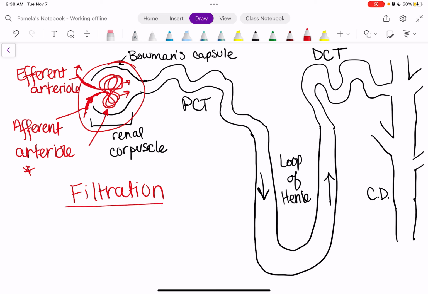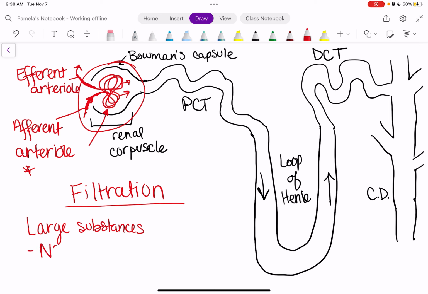And during filtration, remember, large substances are not going to be filtered. So like erythrocytes, leukocytes, platelets, and large proteins in our blood, like clotting factors, those will not be filtered.